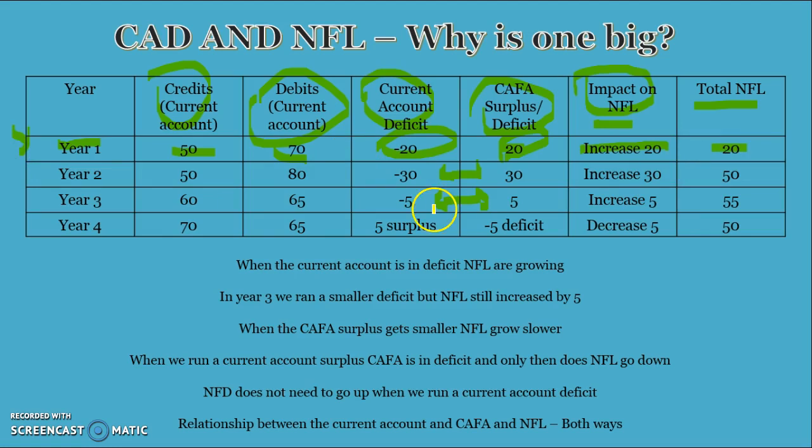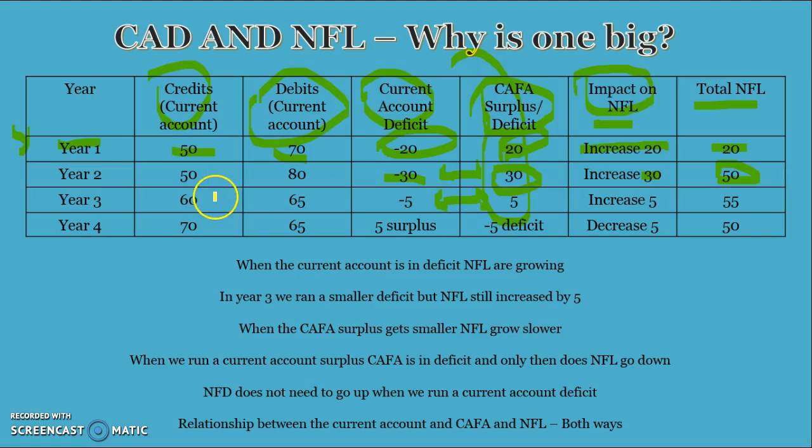At the end of the second year, again we have a current account deficit, this time of 30, which means the CAFA is in surplus of 30, and the impact on the net foreign liabilities is that it goes up by 30 as well, because again capital inflow exceeded capital outflow. So the bigger the size of this CAFA surplus, the more our net foreign liabilities go up. So in the second year, our total net foreign liabilities have gone up by 30, which gives us a total net foreign liabilities of 50, which is debt plus equity.